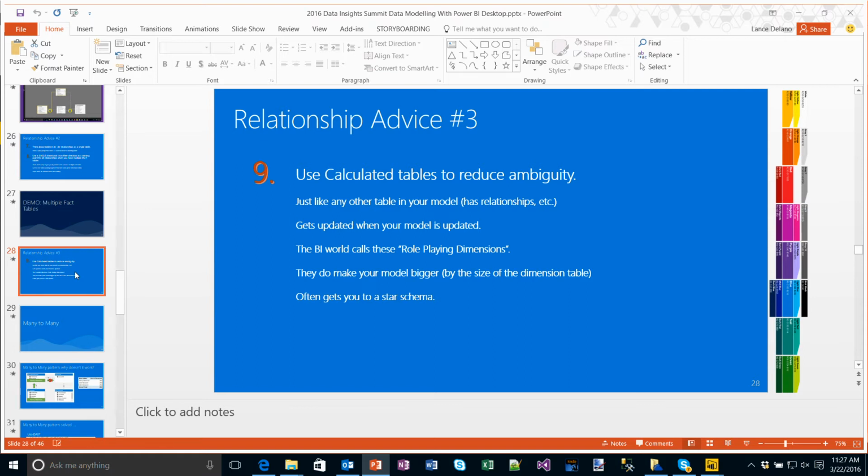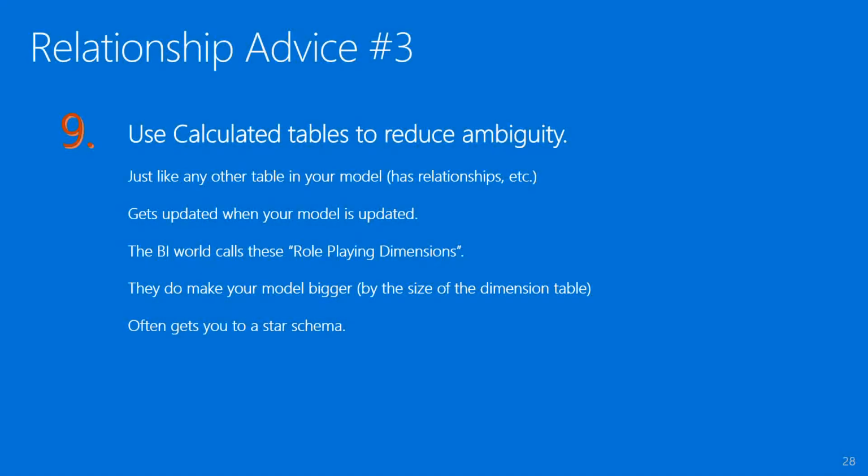Okay, so you can use calculated tables to reduce ambiguity. And they're just like any other table in your model. You saw me create relationships to them. They get updated when your model is updated. And you will get the right results, okay?